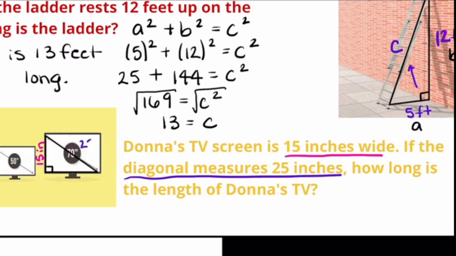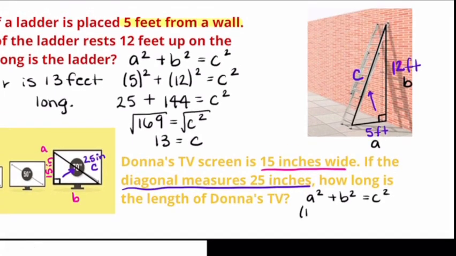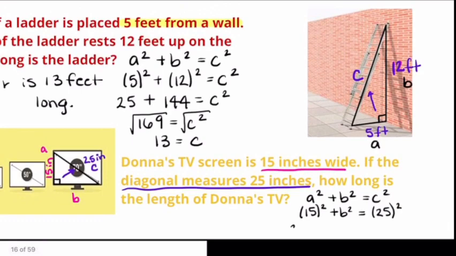And you guys cannot see that. Let me write it over here. So the diagonal is 25 inches, okay? Which means our right angle is here. Our diagonal is C. 15 inches is either A or B. So in this problem, we're trying to find the length of her TV, which would be B in Pythagorean theorem. So again, write down your formula and plug in the information that we know. So we have A, which is 15. We don't know what B is, that's what we're trying to solve for. And we have C, which is 25, okay?